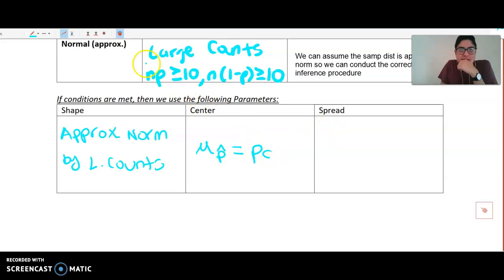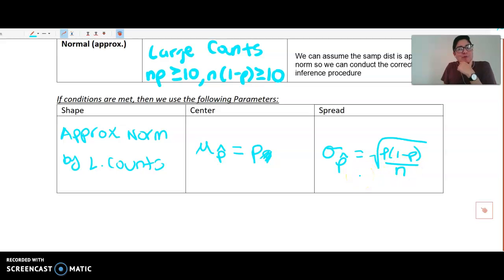And then lastly, our spread. I'm running out of time here. The sigma of p hat, the standard error, or the standard deviation of the sample proportion, is equivalent to the square root of p times 1 minus p divided by n.